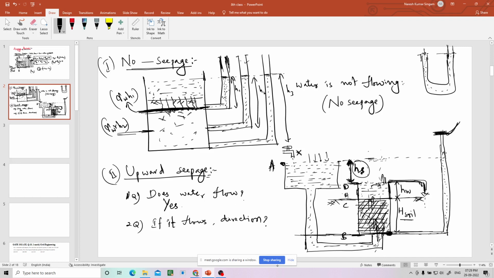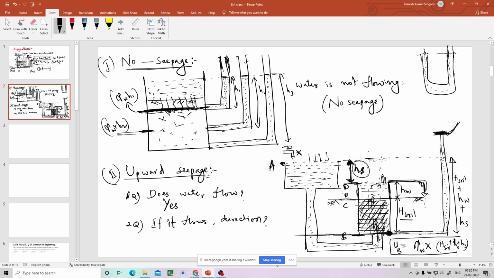Now you know the pore water pressure. What is the pore water pressure now at this point? At this point, the height of the water is H soil plus HW plus HS. Now I know the water height, that means I know the pore water pressure. Pore water pressure UB is nothing but gamma W into the sum of all these terms: H soil plus HW plus HS. Now you know the pore water pressure at B.